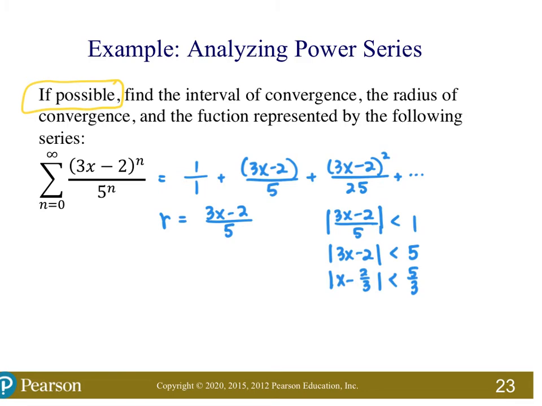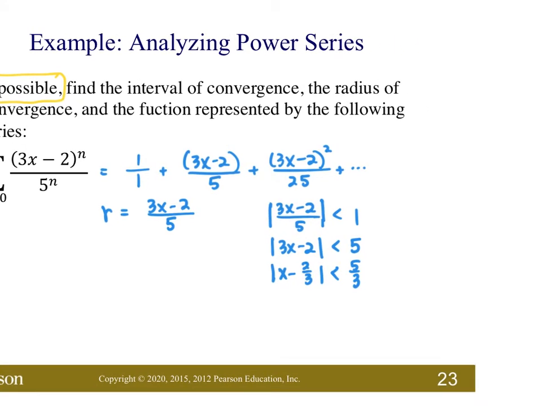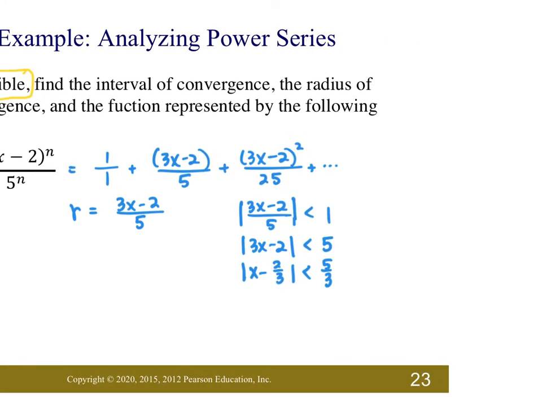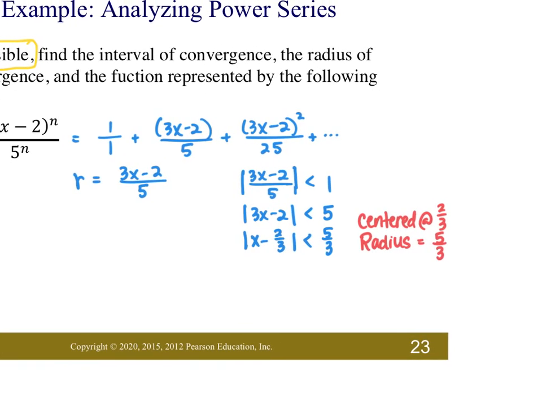And now I can tell the center and the radius. It's got to be in that form. So this would be centered at 2/3, and the radius of convergence is 5/3. Okay, how about the interval?